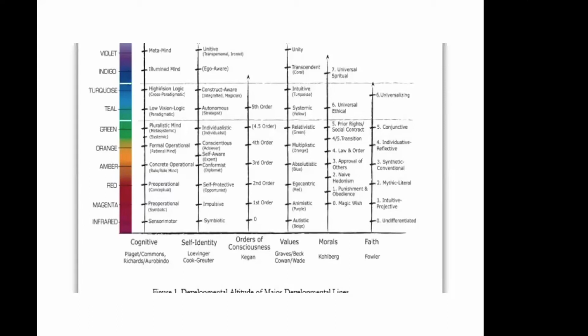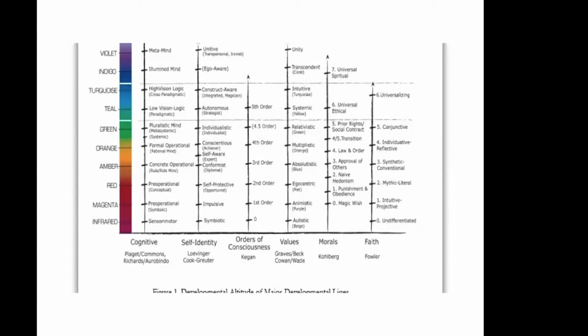In the sense that, if you take, for example, the cognitive line, at red, it's pre-operational, but at the self-identity line, at red, it's self-protective. At the values line, it's egocentric. And morals, it's called naive hedonism. In the faith line of development, it's called mythic literal, and the content of each red would be different depending on what line you're looking at.